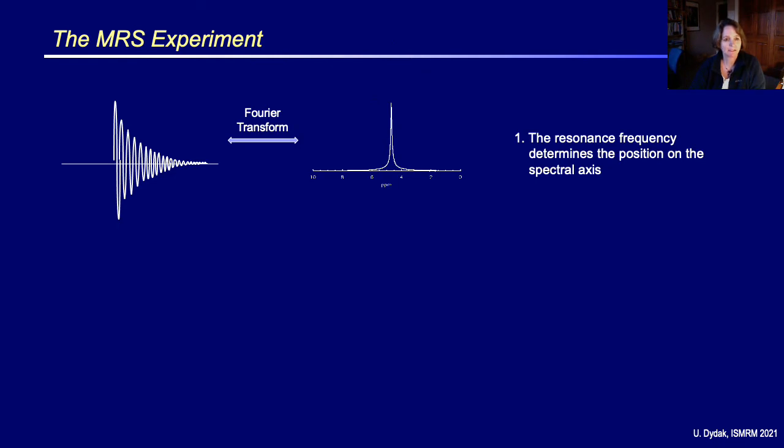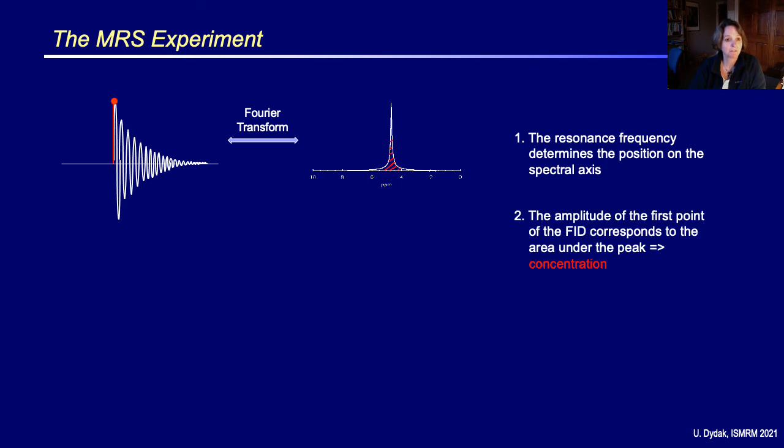Now let's go back to the very basic MRS experiment. Remember, we are sampling our FID, and each frequency within the FID will give rise to a peak. The resonance frequency determines the position of this peak on the spectral axis. Also, the amplitude of the very first point of the FID corresponds to the area under the peak. And this area under the peak is exactly the quantity that we are after. It represents the concentration of the metabolite. So when we do an MRS study, that's usually what we want to measure. Is a concentration different in a particular patient group, or has it changed after a certain treatment?